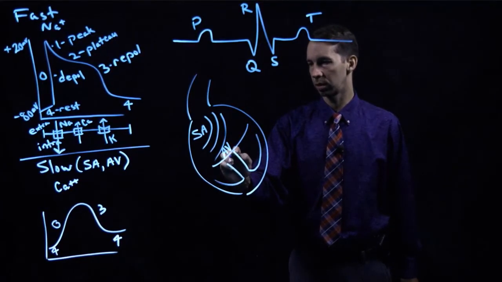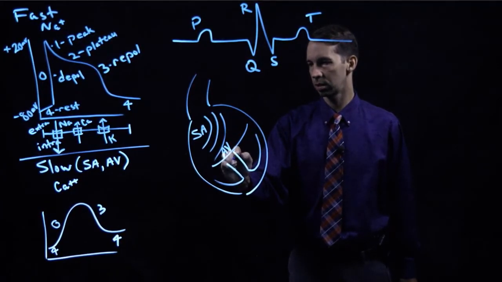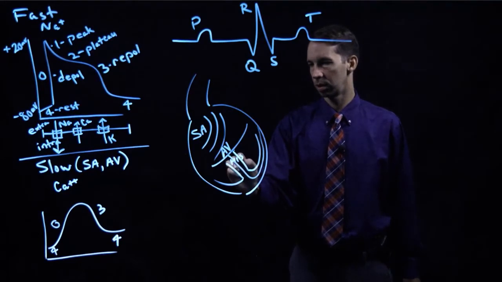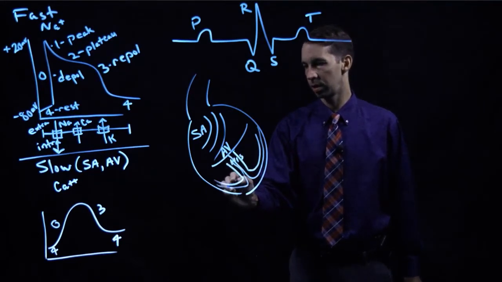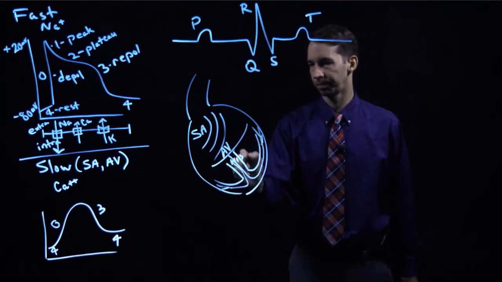So the signal's then going to cross through here. We have the bundle of His. And then we have these Purkinje fibers, which are going to traverse all the way up here into the ventricular muscle tissue.